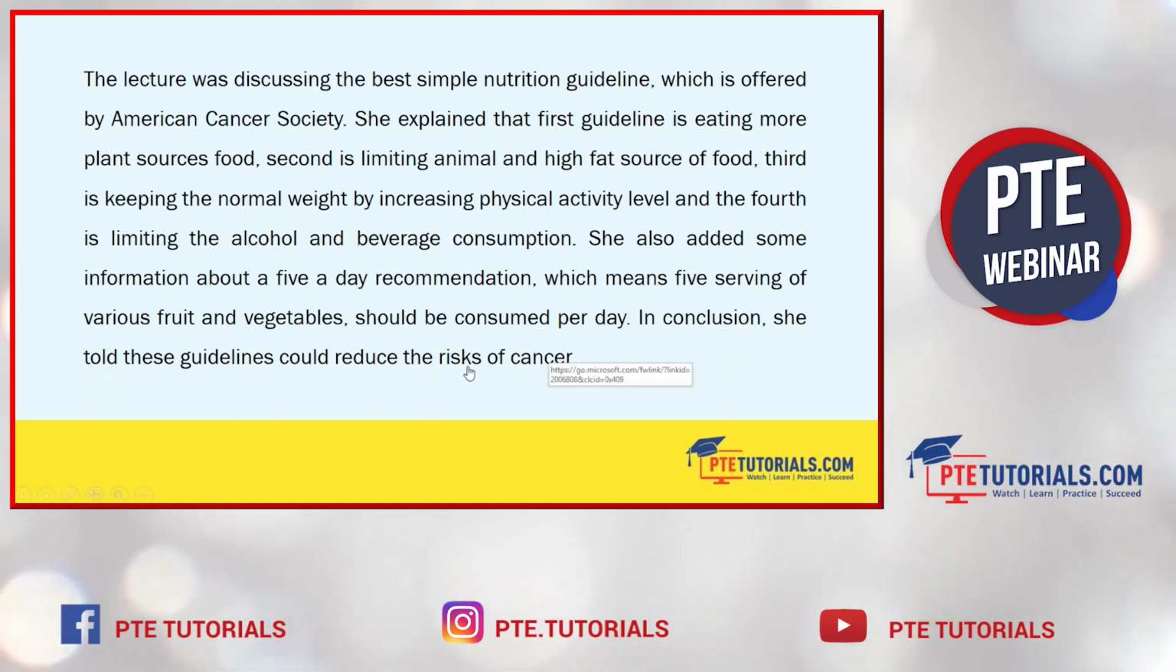STS or SKS, like insists, risks. Why don't you put more stress on this word? Automatically the software will pick it. While I was speaking this word, see, "In conclusion, she told these guidelines could reduce the risks of cancer." Don't speak in rush. Your tongue will help you to speak the word with clarity. Let's move to the next question.